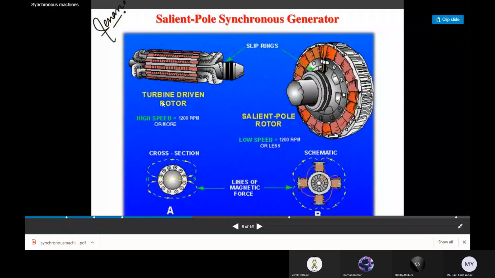This is the turbine-driven rotor, and this is the schematic diagram and the cross-sectional area. This is the cylindrical type, and this is the salient pole type rotor. These two. If we are talking about the cross-section, this is the case of the cylindrical type. This type of cross-section looks like this. And for the salient pole synchronous generator rotor, it will look like that.